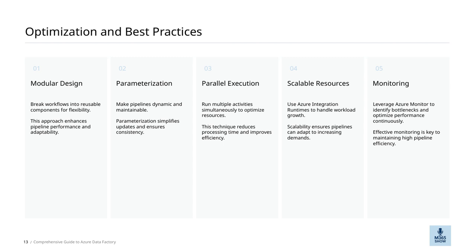Effective monitoring is the key to maintaining high pipeline efficiency, ensuring everything runs smoothly. Next, using Azure integration runtimes is crucial for handling workload growth. Scalability ensures that our pipelines can adapt seamlessly as demands increase, preventing any performance issues down the line. Additionally, running multiple activities simultaneously can significantly optimize resource utilization. This parallel execution reduces processing time and boosts overall efficiency, making our workflows more robust.